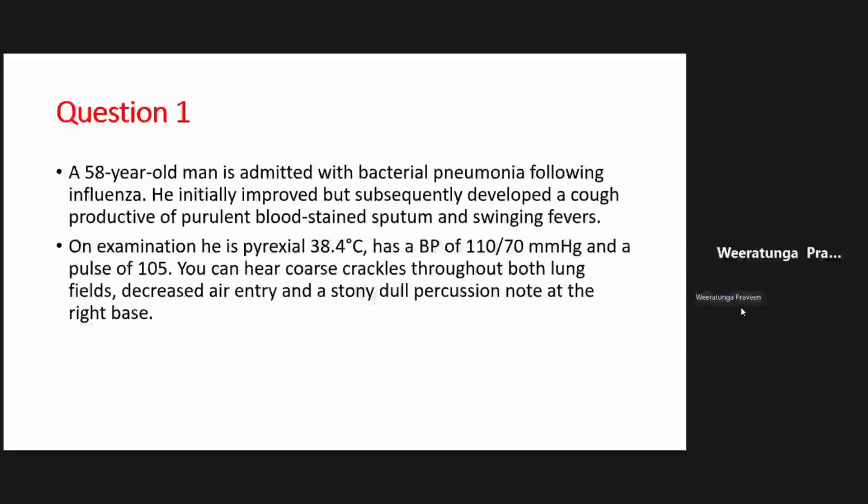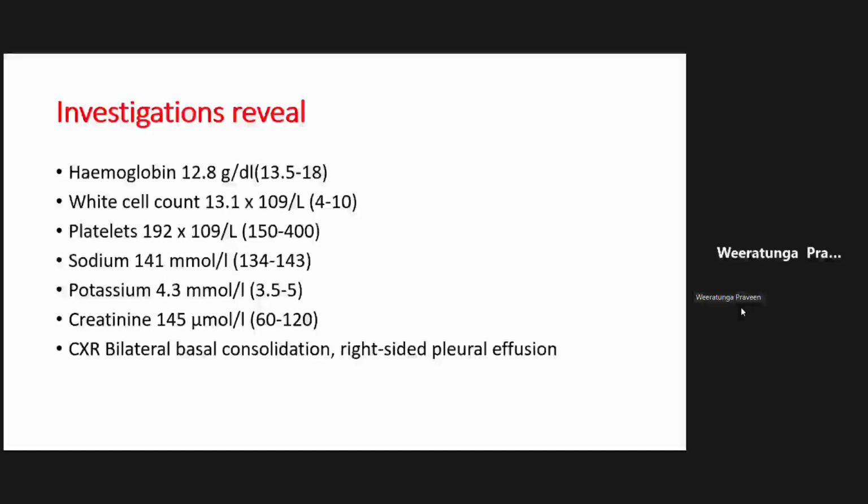Okay, right. All right, now this is best response MCQ number 1. The story here is bacterial pneumonia following influenza, and there is a pleural effusion on the right. So the patient has initially improved but now worsened. That is the story. Right, and now there is a pleural effusion on the right.